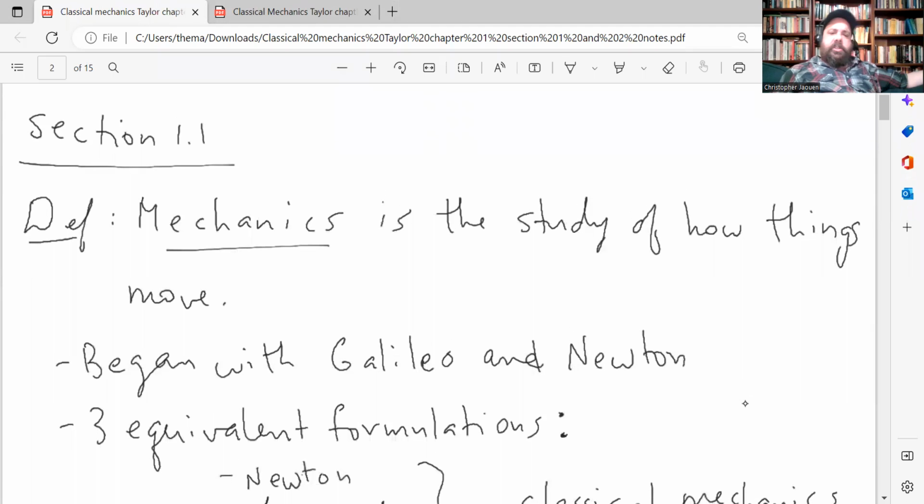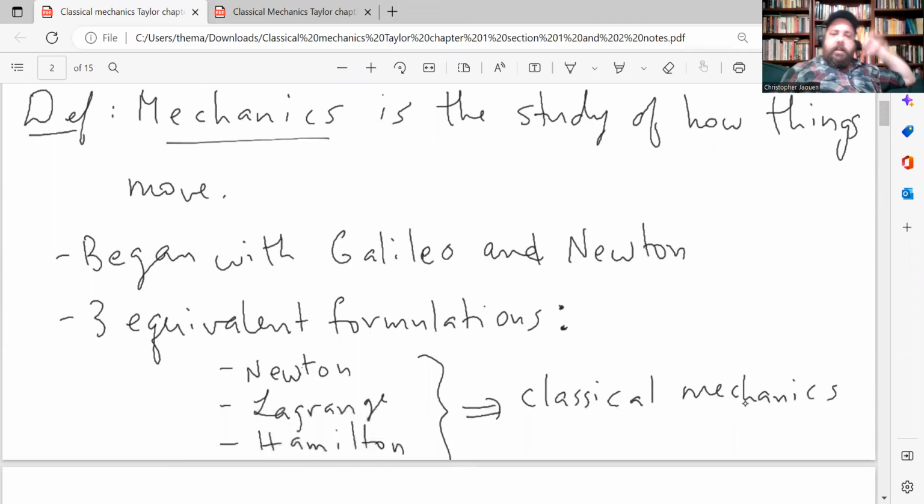Section 1.1 basically just defines mechanics and talks a little bit about it. The definition he gives for mechanics is the study of how things move. Some background about mechanics: it began with Galileo and Newton. In this book, we'll be focusing mainly on the three equivalent formulations of modern classical mechanics, which were the ones by Newton, Lagrange, and Hamilton. So we'll start with Newton's formulation. We'll do Lagrange later on, and then Hamilton is way later on in the book.